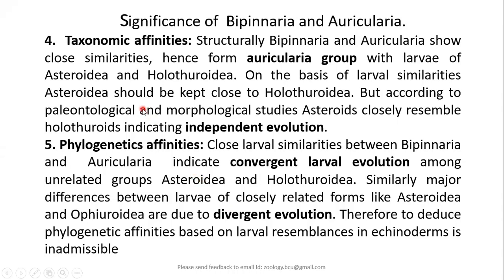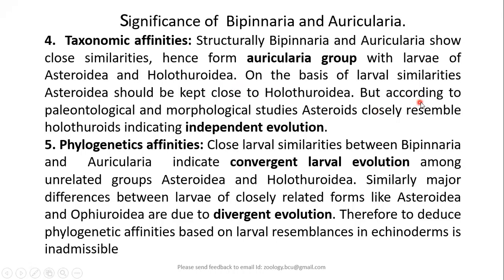Then moving further with regard to the taxonomic affinities, structurally, as we have seen, Bipinnaria larva and Auricularia larva show close similarities. They don't have elongated arms. Particularly, anterolateral arms are absent. Hence, both these larvae form a separate group of echinoderm larvae called the Auricularia group, which includes only the larvae of class Asteroidea and class Holothuroidea.